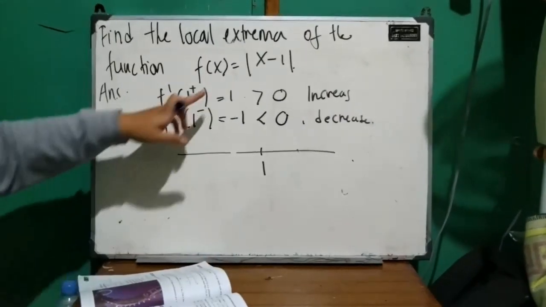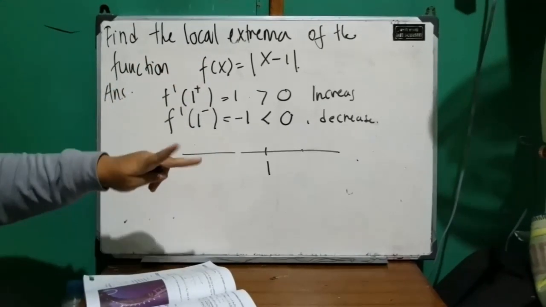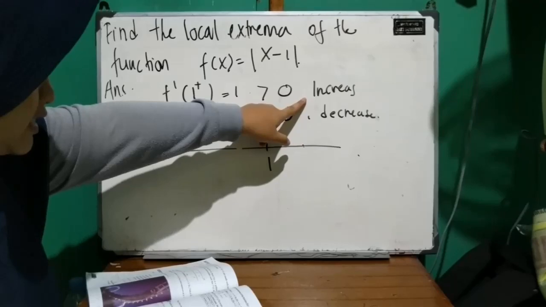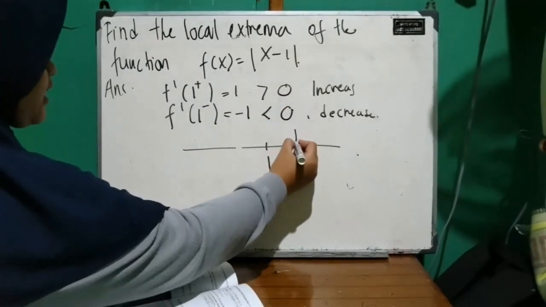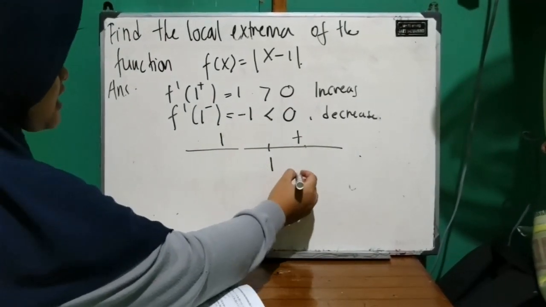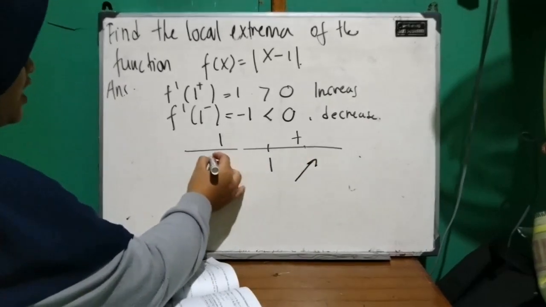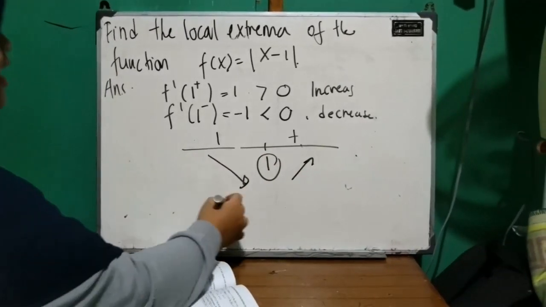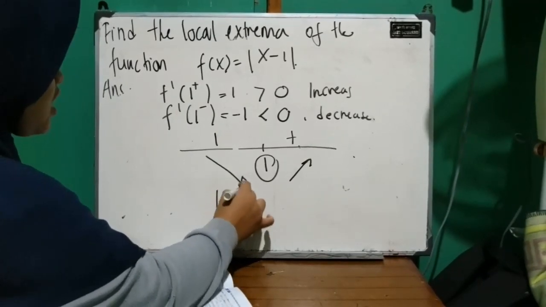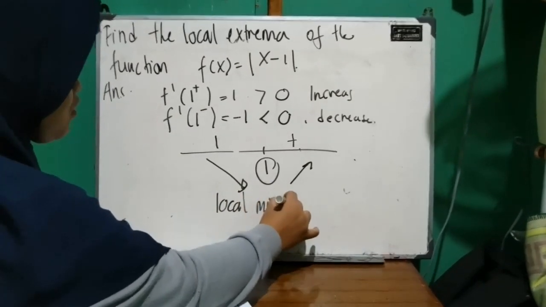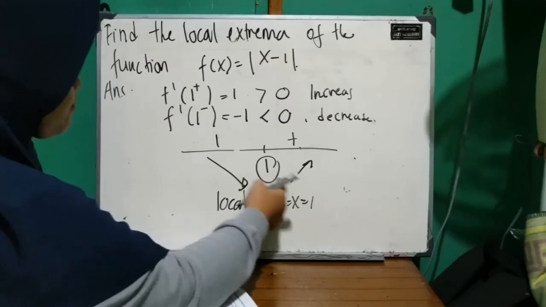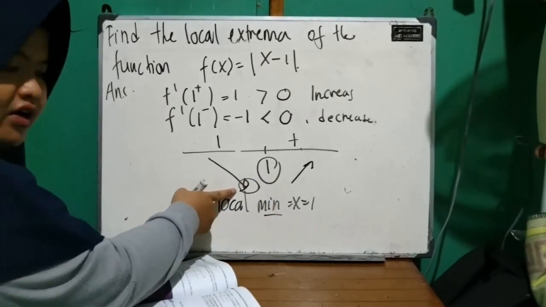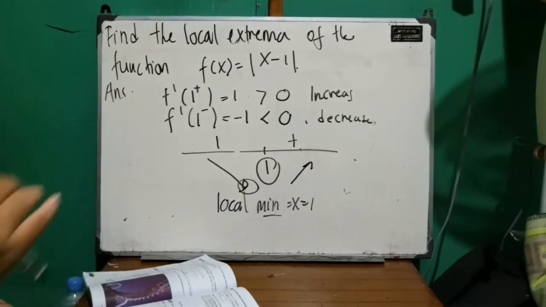Okay, everyone, since this function just has two sides, the right side and the left side, the right side is more than 0. This one is increasing, so this one is plus, and this one is minus. This one is an up arrow, and this one is a down arrow. So 1 is showing what? Yes, correct. 1 is showing a local minimum, x equals 1. How do you know this one is a minimum? Because the sign is the down arrow. So that's it for this question.